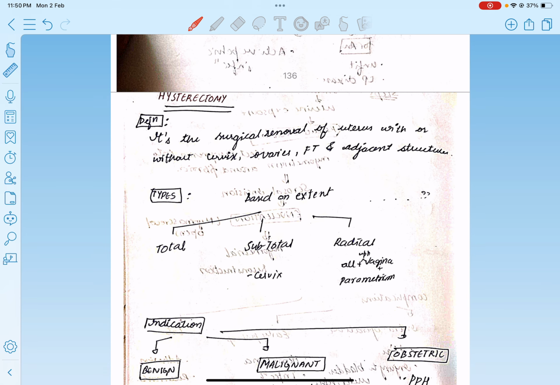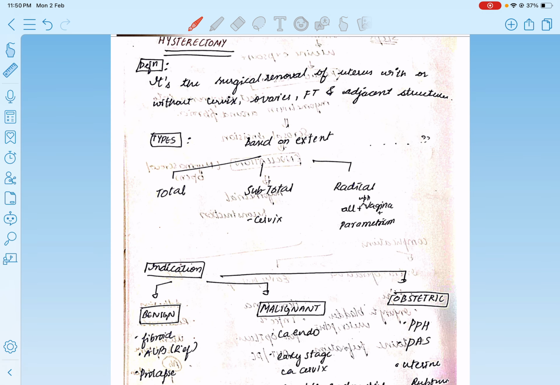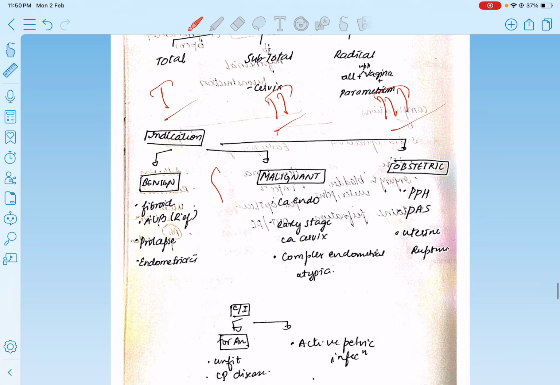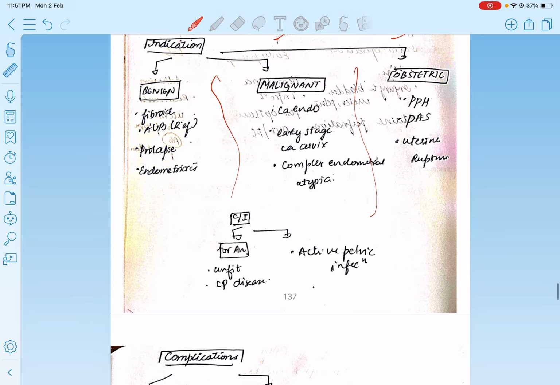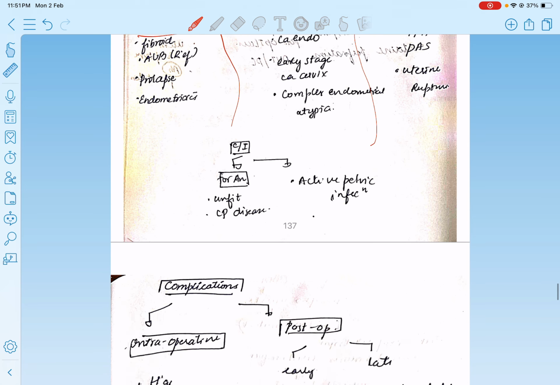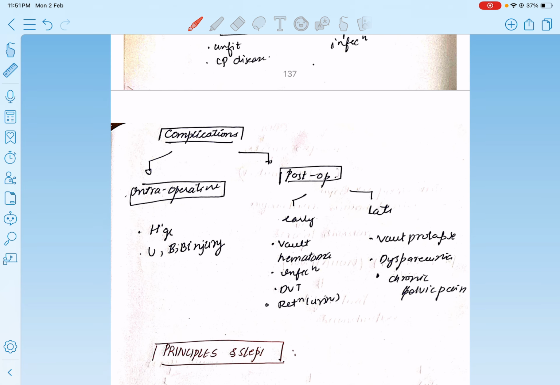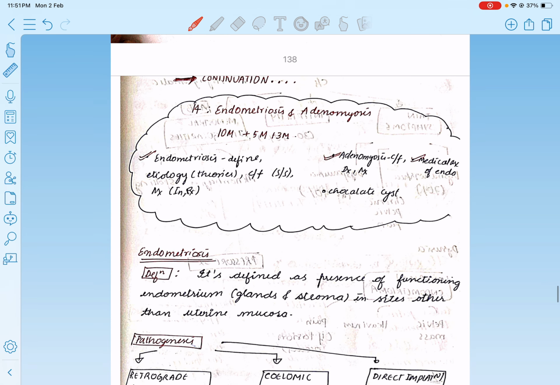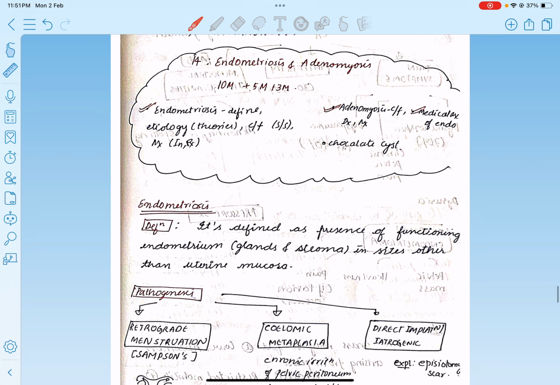Hysterectomy, at the start of the video I have discussed, you will have either type 1, type 2 or type 3. Again, indication, divide it and write. Okay, see, benign, malignant or obstetric related. Then again, while writing complications, the same thing which we have discussed in order, make sure you write it. Then the endometriosis or adenomyosis part.